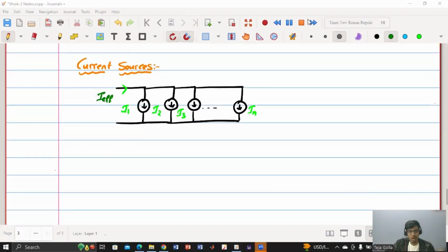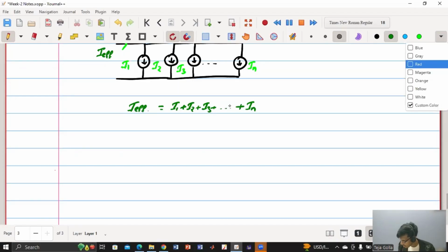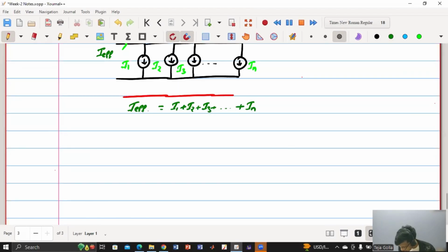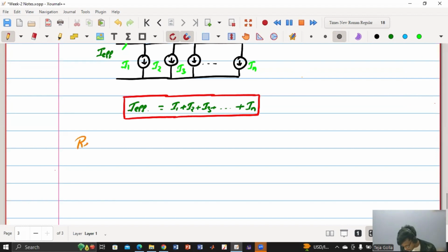Yes. Two people have answered, Bhuvan and Roshan. Yes, you are absolutely right. So I effective is nothing but I1 plus I2 plus I3 up to IN. Basically, you can apply KCL and say current entering equals current leaving, which is what we are writing here as well. Current entering is I effective, current leaving is the summation of I1, I2, I3 up to IN. So this is very straightforward and I hope everyone has understood. Then we can move on to resistors if you don't have any query.